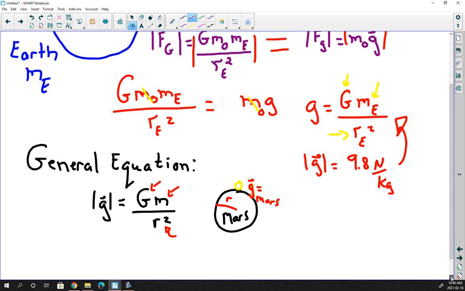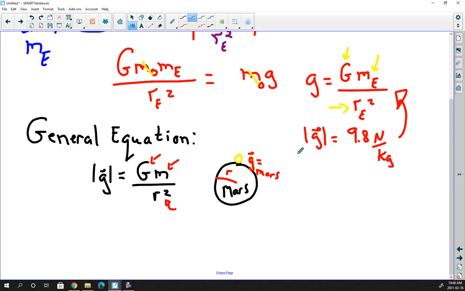Watch this. Let's go back to the Earth. So we're back to the Earth. But now, instead of wanting to find G right on the surface of the Earth, what about if I wanted to find out the strength of the gravitational field way out here? What's G when you're really far away from the Earth? You can still use this equation.